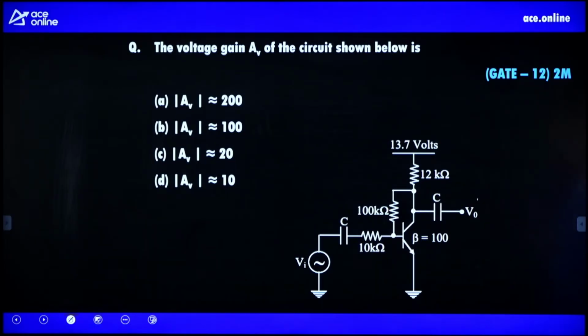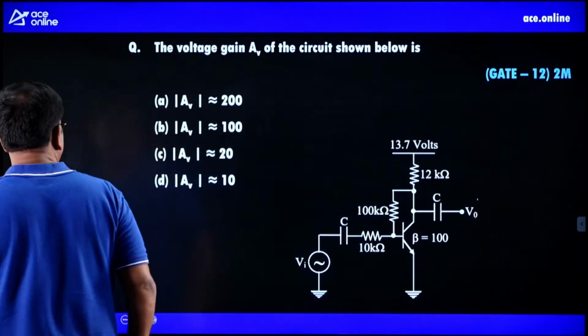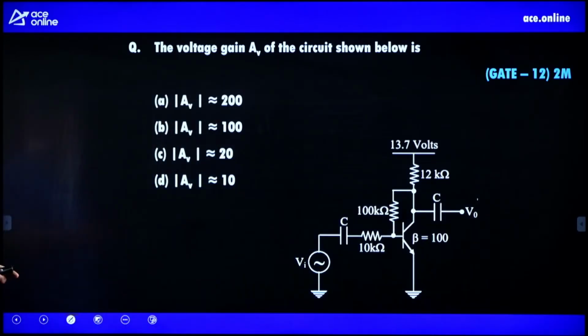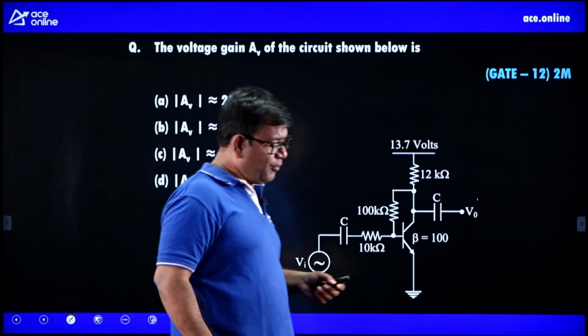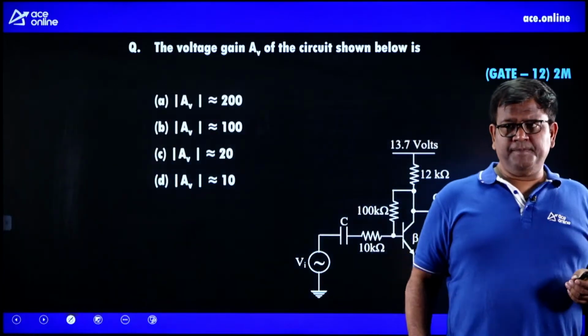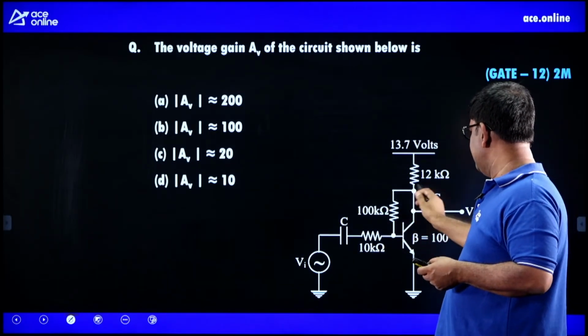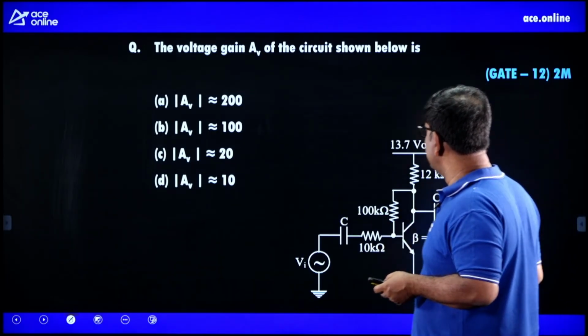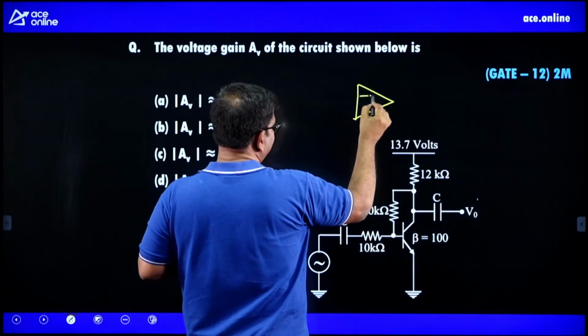Now, the voltage gain AV of the circuit given below. So how do we solve this problem? This is a previous year question. If you understand this topology, this is a shunt feedback, a voltage shunt feedback, and this is similar to the circuit which we have seen in op amp also.